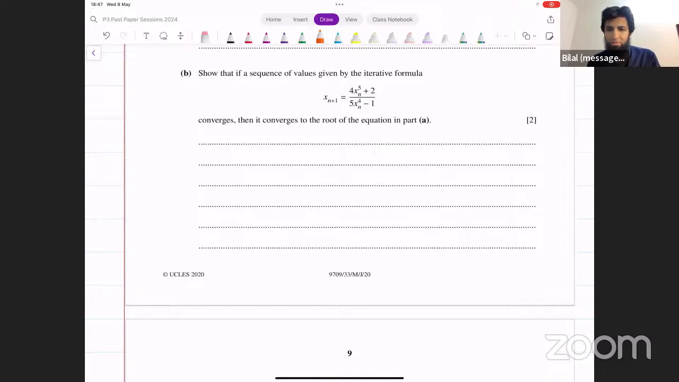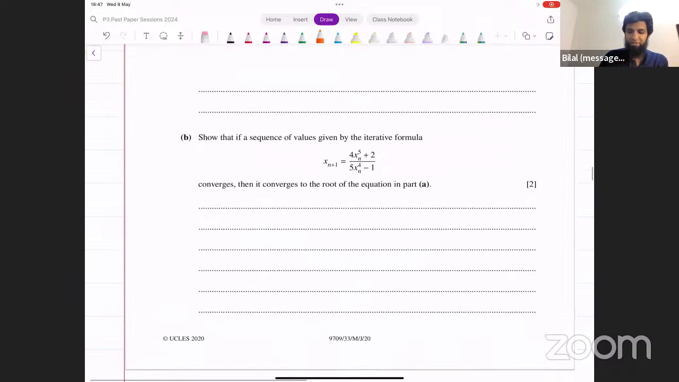Okay. What's the problem with 6b? It says, show that if a sequence of values given by this iterative formula converges, then it converges to the root of the equation in part A. Now, it's a standard iteration question. What you do in such problems is, the main problem is understanding what the question statement is basically telling you. It says, if this iterative formula converges. Converges means if it becomes stable at some value. Remember, when you use iteration, the value eventually gets stable. That's also called convergence, that the value converges to something.